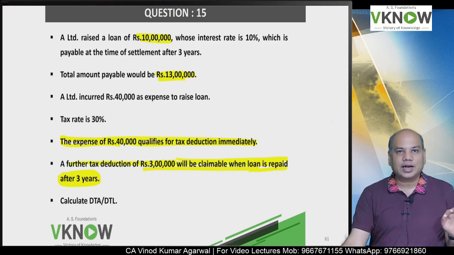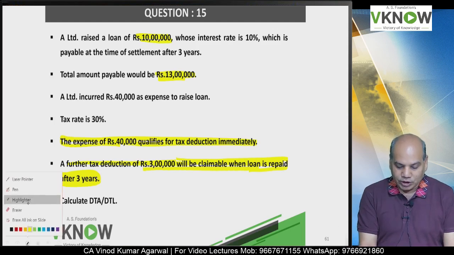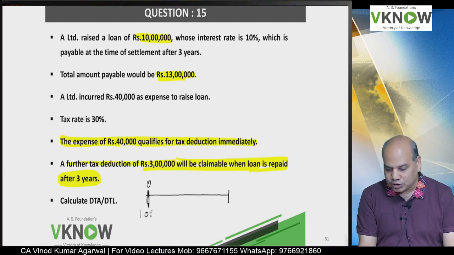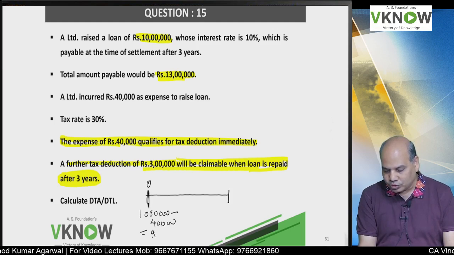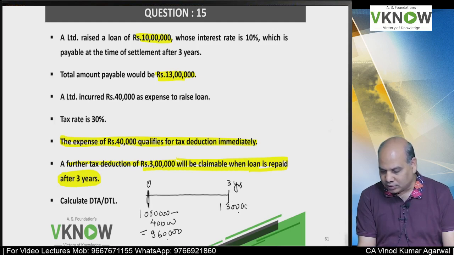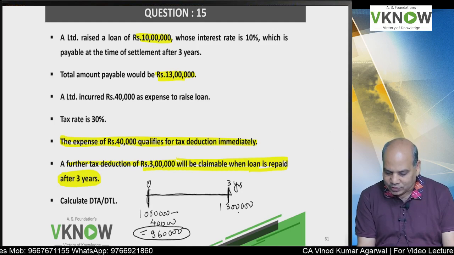Effective interest rate means that rate of discount at which present value of future cash flow is equal to fair value today. Fair value today will be proceeds minus transaction cost 40,000. So today we will get 9,60,000, and after 3 years we have to pay 13 lakh. These are my two cash flows for accounting purpose.